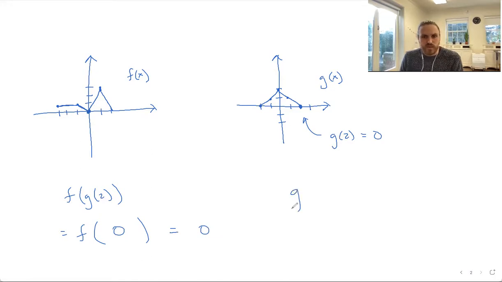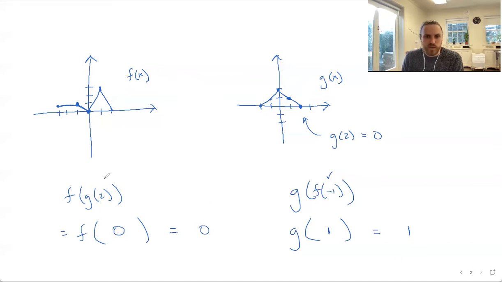Let's say I wanted to find g of f of negative 1. The first thing I need to do is find f of negative 1. So I'm going to come over here. f of negative 1 looks like it is 1 right there. And what's g of 1? Well, g of 1, it looks like is also 1. So I end up with 1.